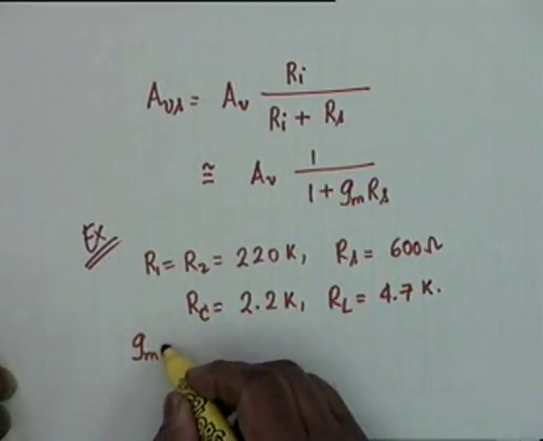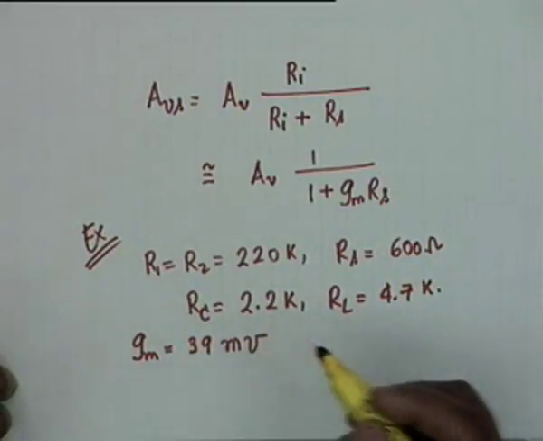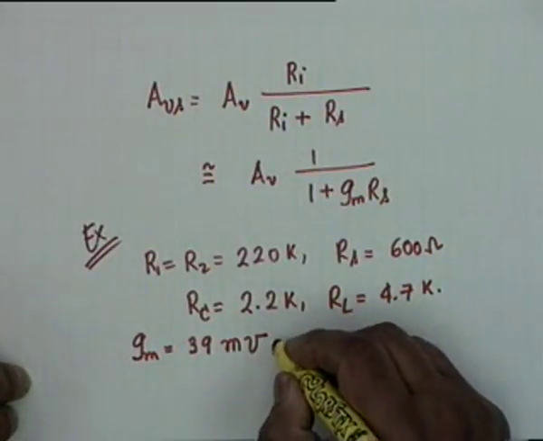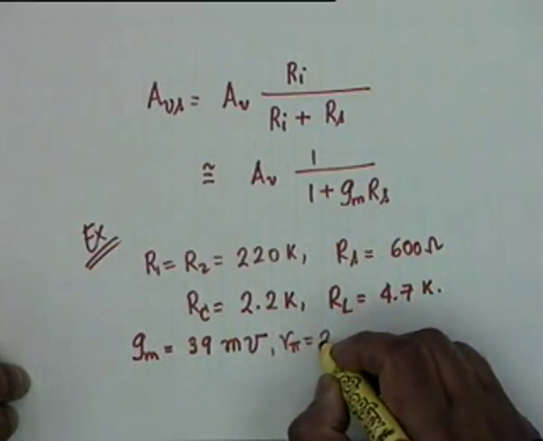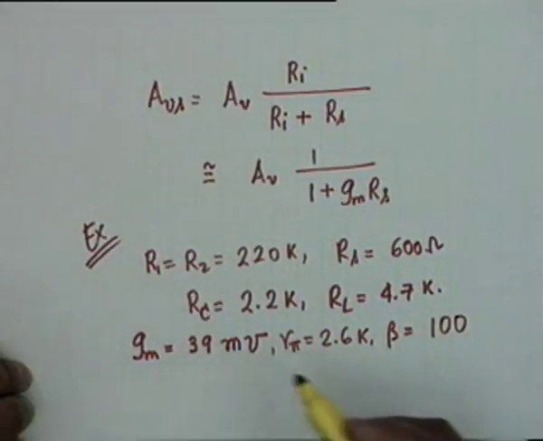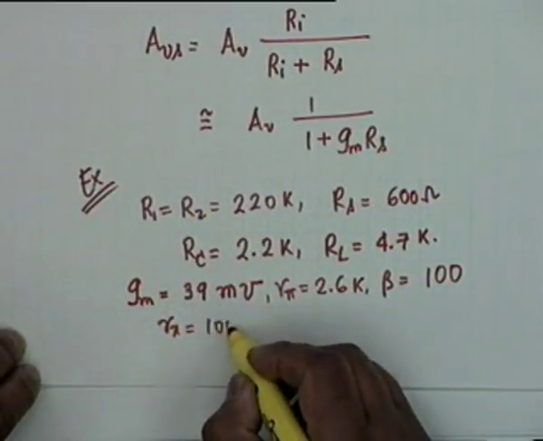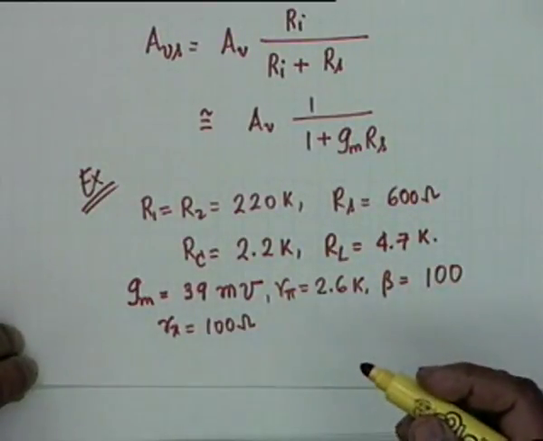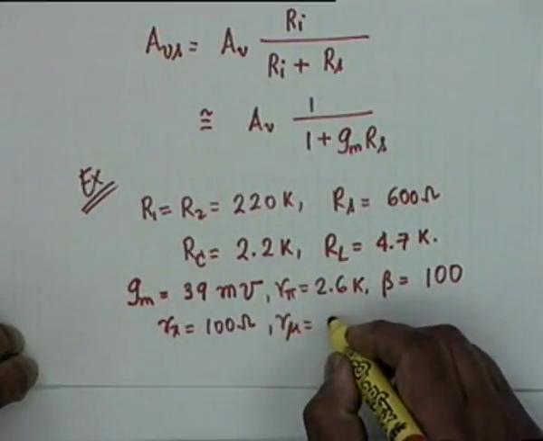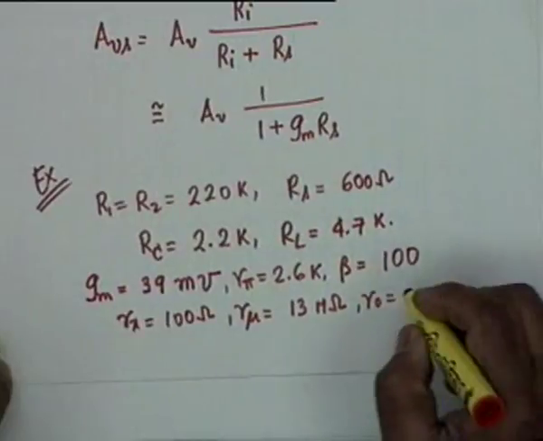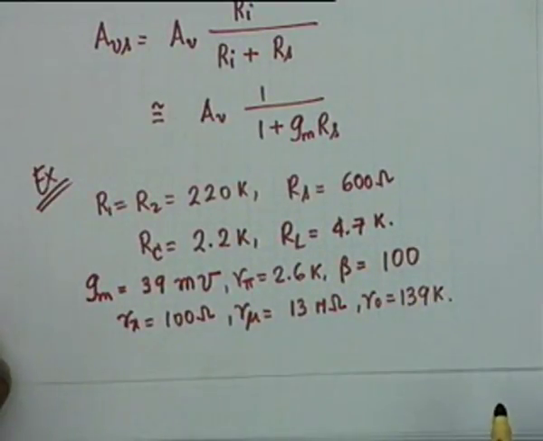The transistor parameters were GM equal to 39 millimho because I sub C was 1 milliampere, and this is 1 milliampere divided by 26 millivolt. Then beta was given, so you could calculate R pi as 2.6K. Beta, the product of the two, is 100. Rx was given as 100 ohm. We did not consider this. We could. There was no problem in considering Rx, but it affects very slightly. R mu we have ignored because it is 13 meg, that was the resistance, and R0 was equal to 139K. We have ignored the effect of this also.